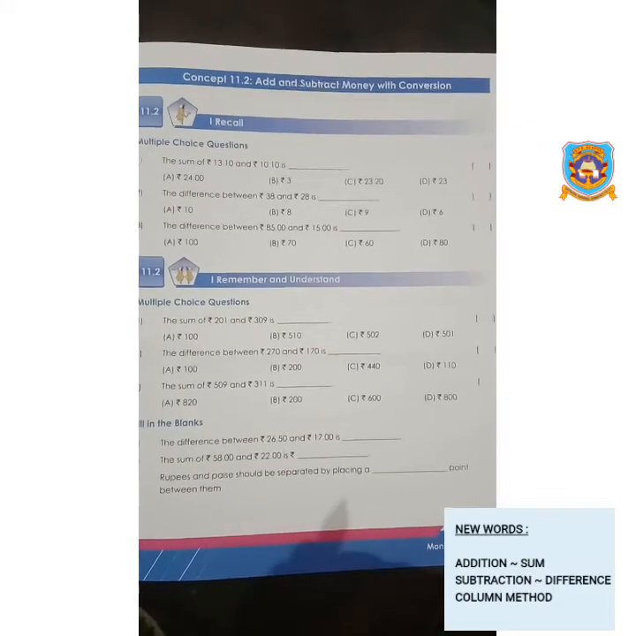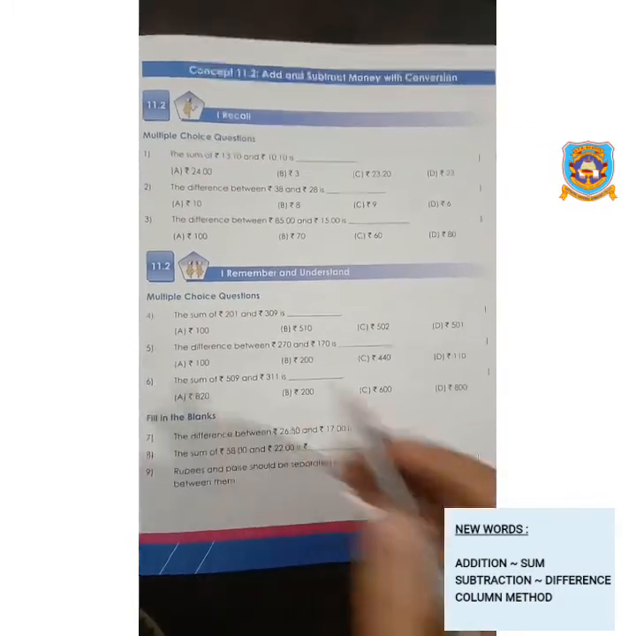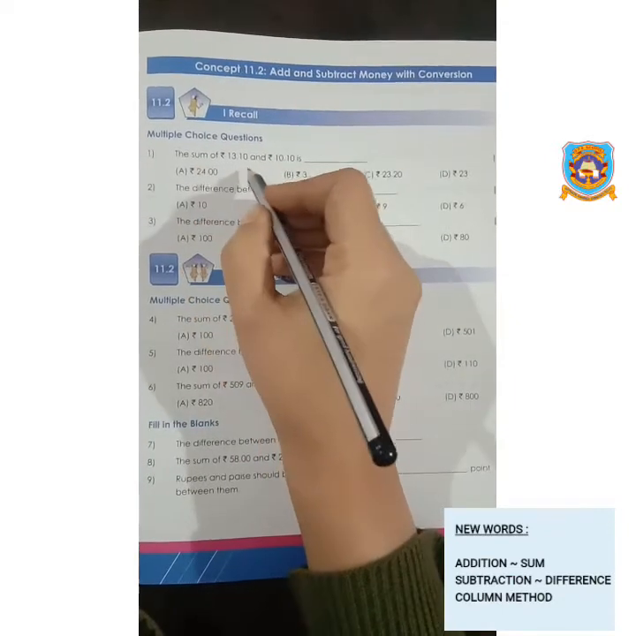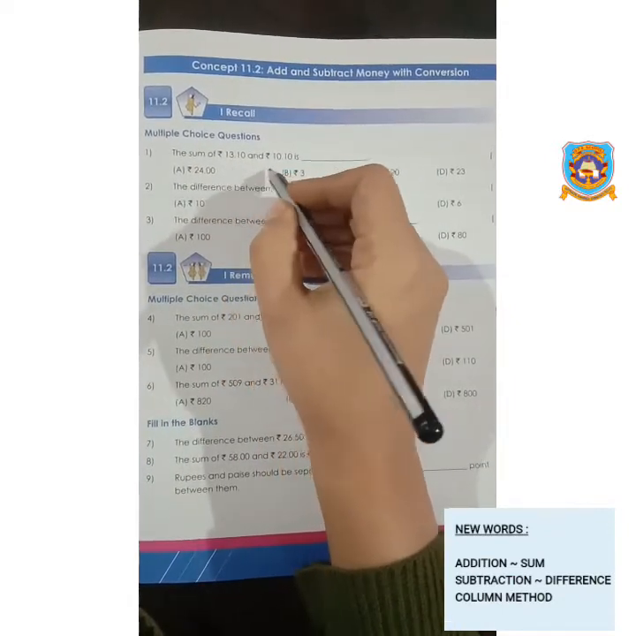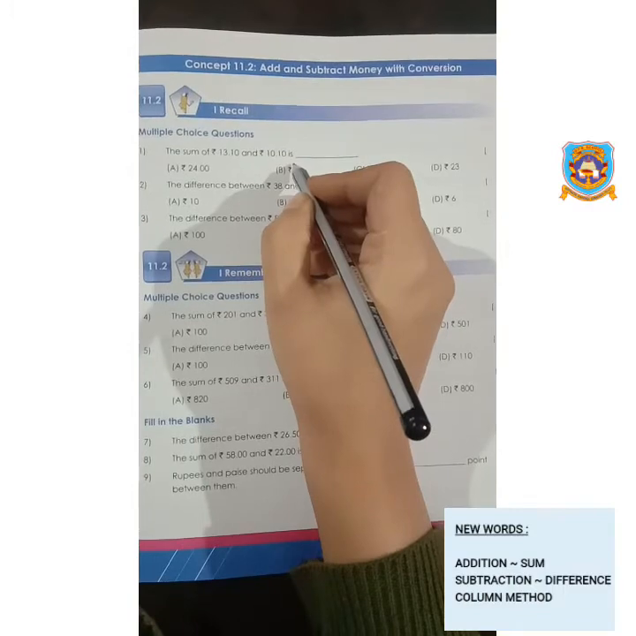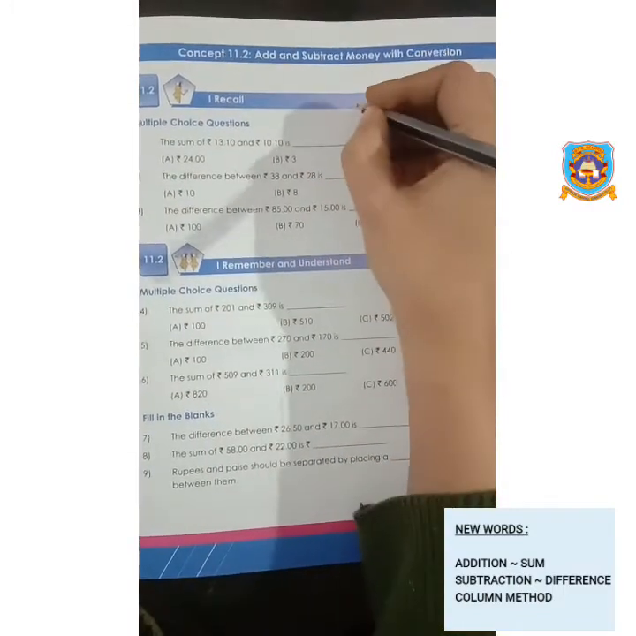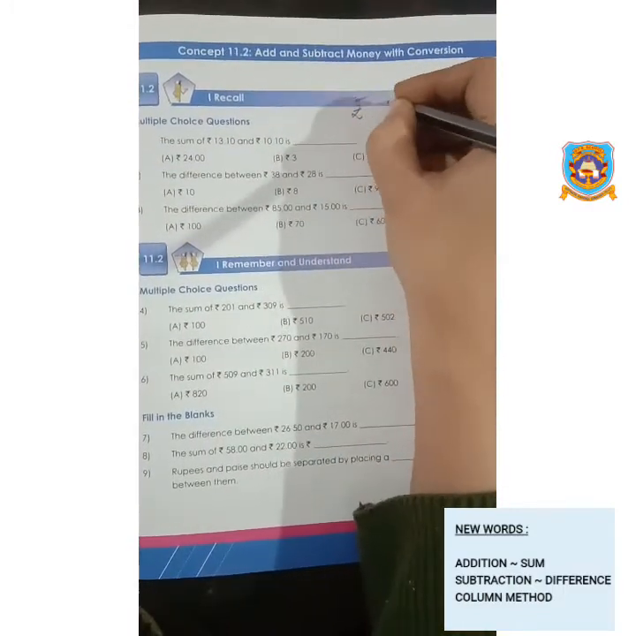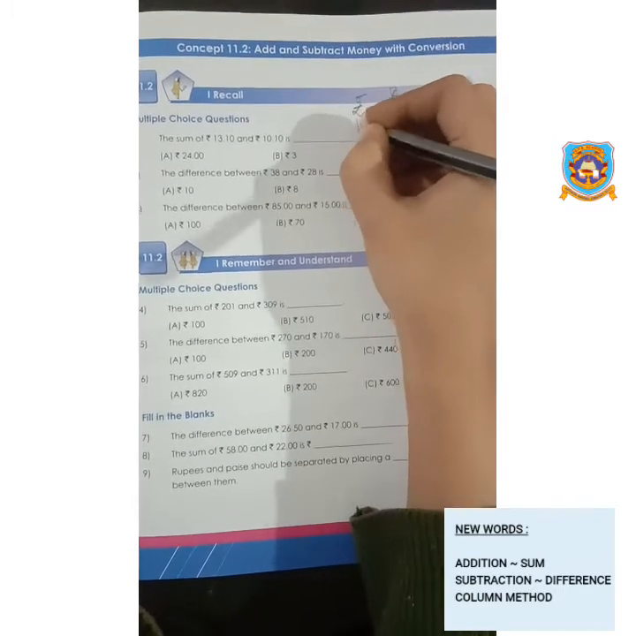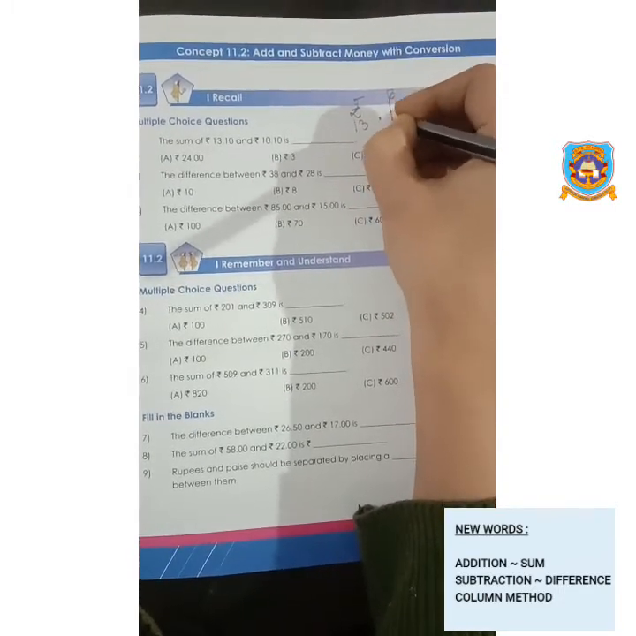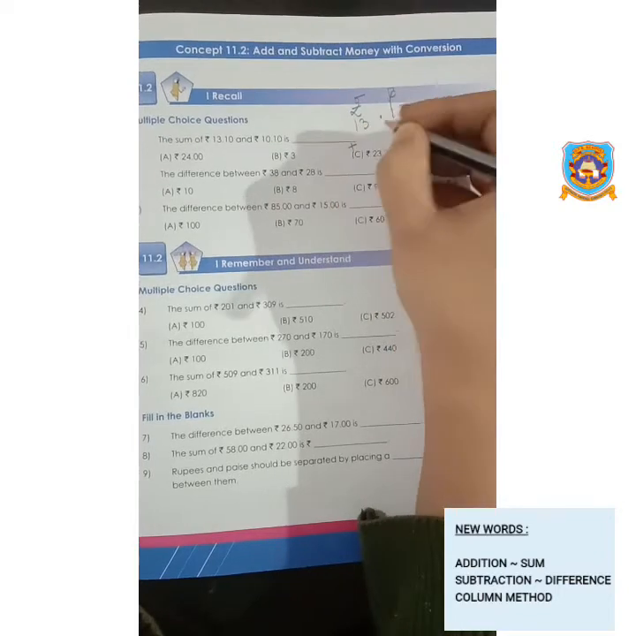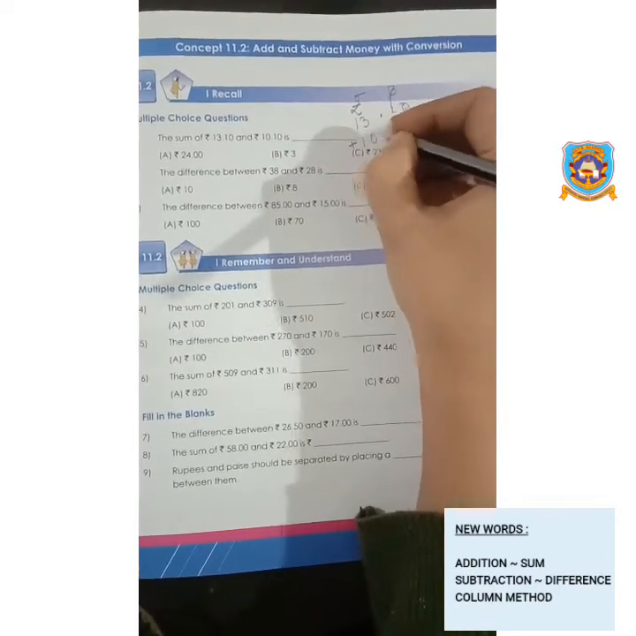So children, these are the questions from the workbook. Let me read it out. The first question is: the sum of rupees 13 and 10 paise and rupees 10 and 10 paise is. To find the sum, let me make the rupee and the paise column. So what will I write here? I will write 13.10 plus 10.10.